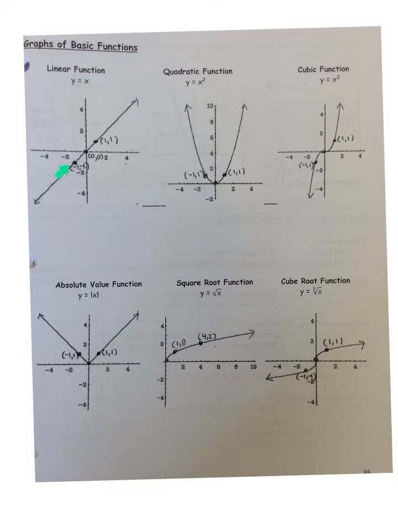So obviously this is a line. We've talked about this. So a line has a slope and it has a y-intercept. In this case, the slope is up 1 over 1, so the slope is 1, and the y-intercept is 0, 0. Okay, so you know that. We don't really need to talk too much about that.